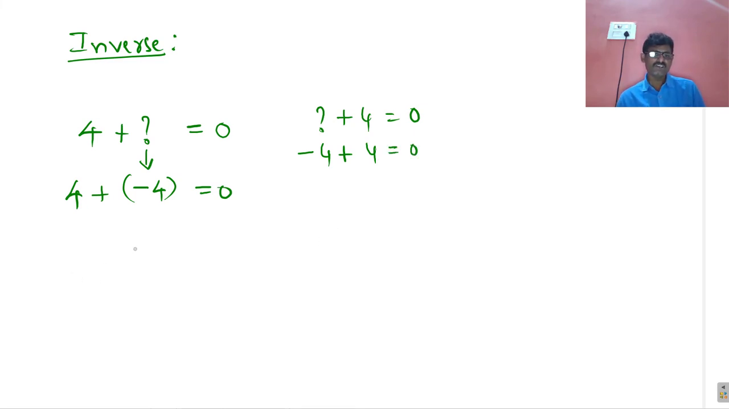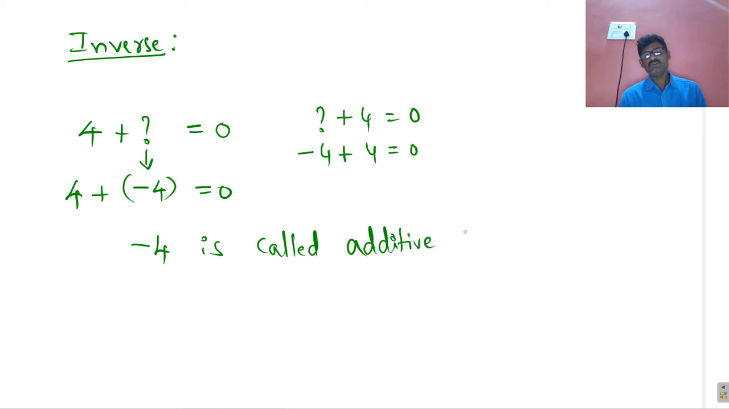Here in this case negative 4 is called the additive inverse of positive 4. Of course 4 is also called the additive inverse of negative 4. This is what is meant by additive inverse. Negative numbers are not there in natural numbers and whole numbers.